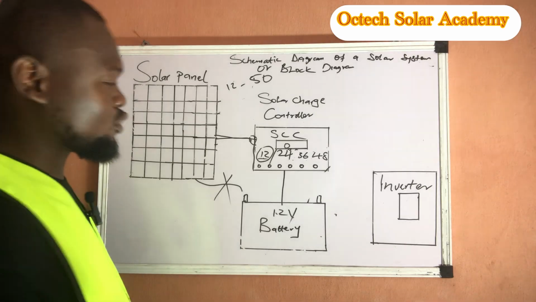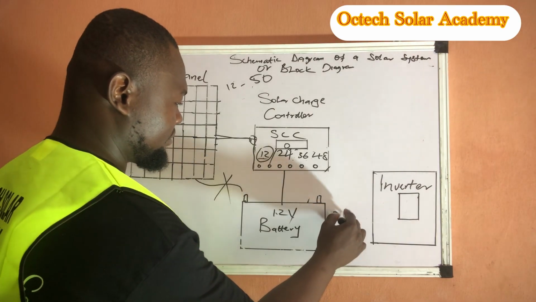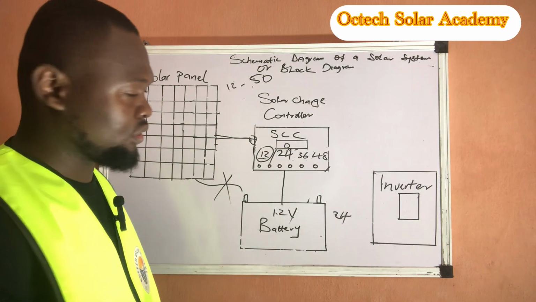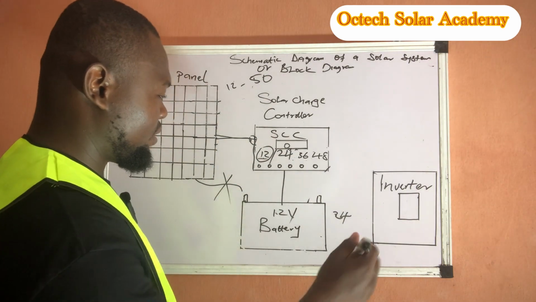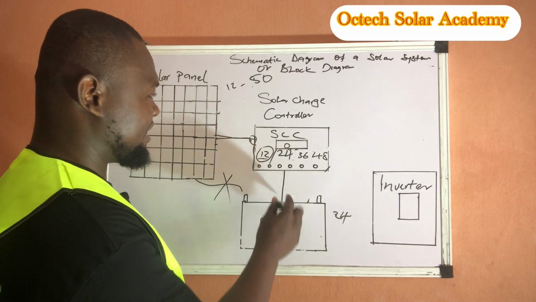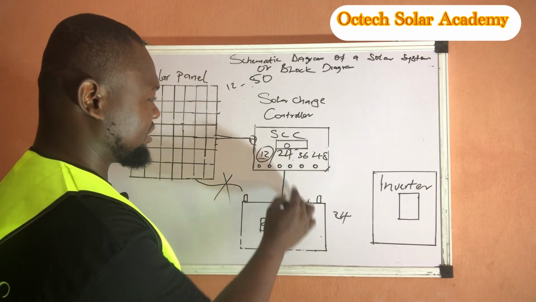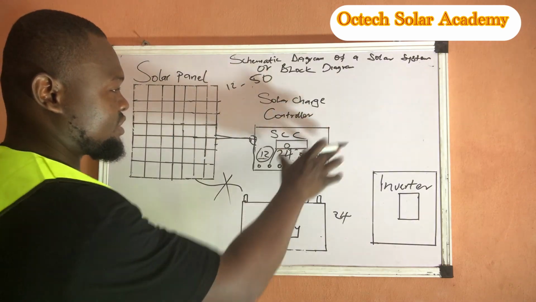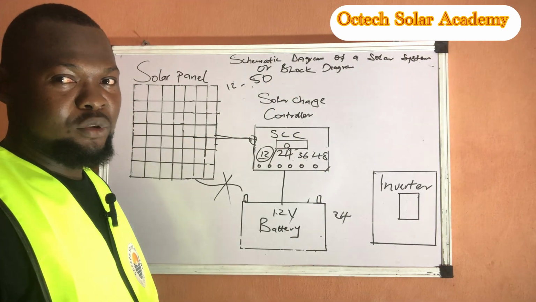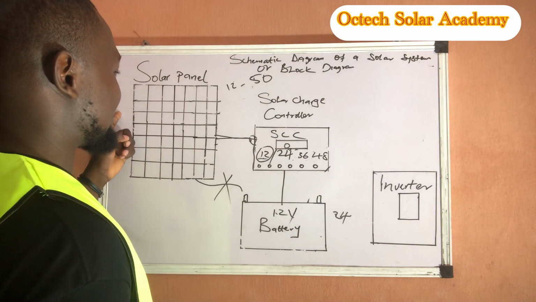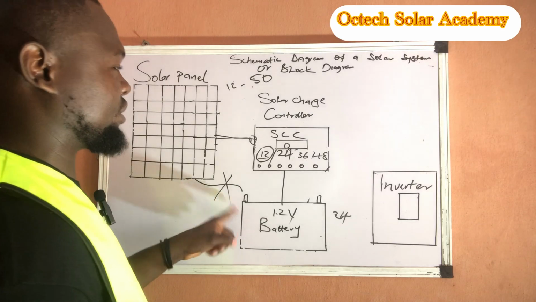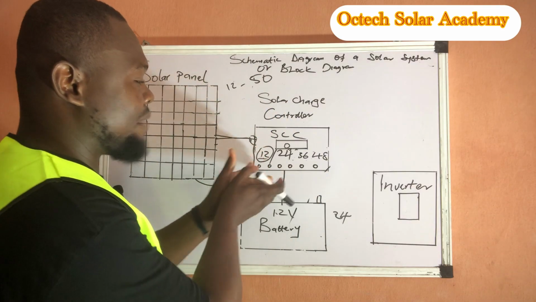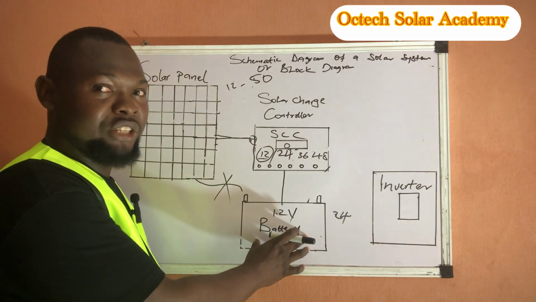Let's assume we have a 24-volt battery bank, which is two batteries connected in series to give us 24 volts. Automatically, the charge controller will now read this to be 24 instead of 12. So that is the work of this charge controller. Since the solar panel cannot be connected directly to the battery, its work is to choose a suitable current that can charge this battery.